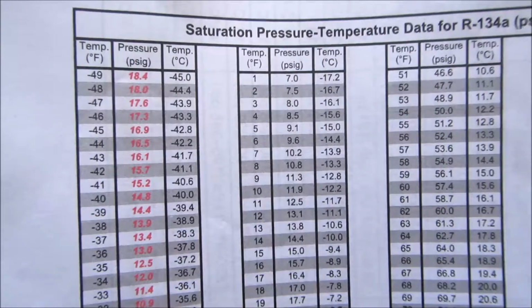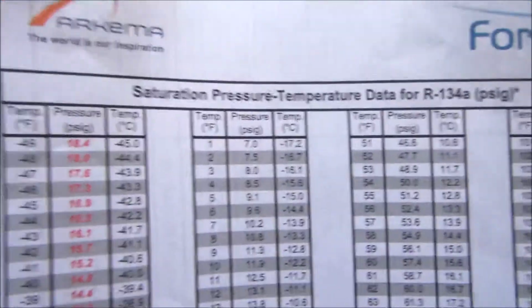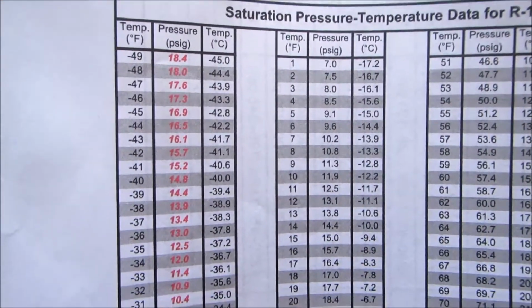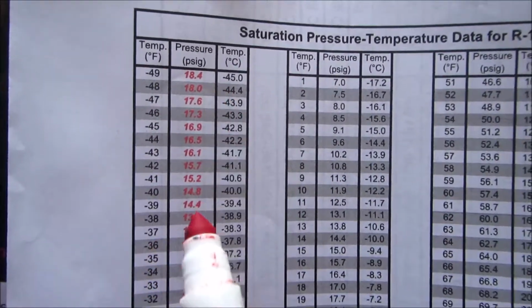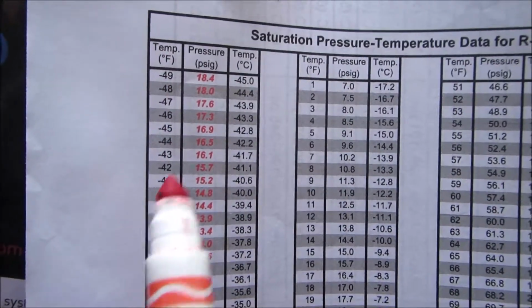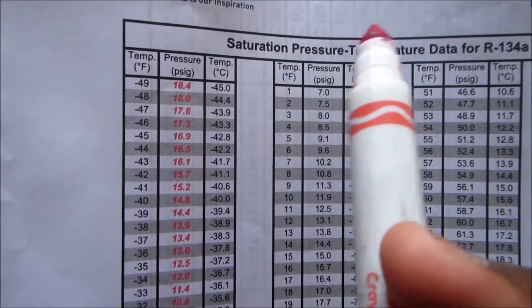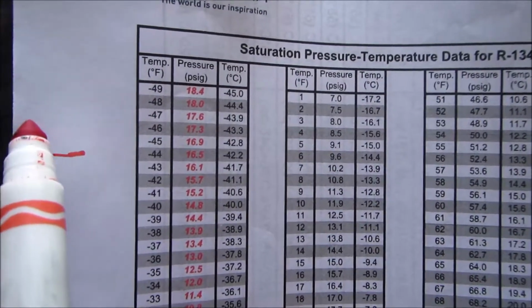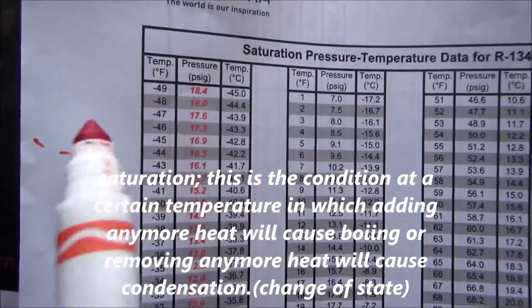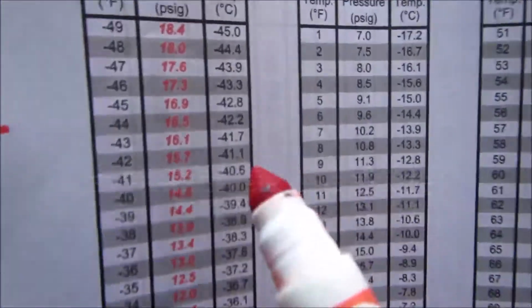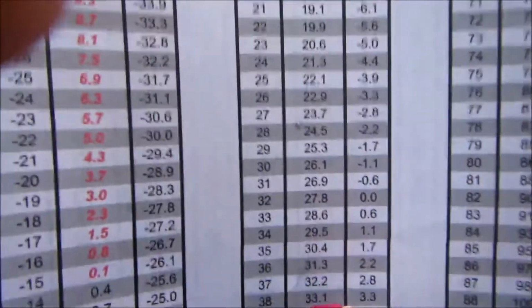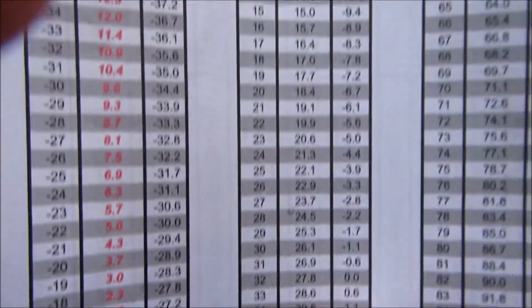So here we have a PT chart. This is a pressure temperature chart. All this does is show you at what temperature or what pressure the refrigerant will be at its boiling point. Saturation is basically the temperature at a certain pressure where it would boil. So say for instance, let me give you an example like what you'd see on a car: 30 psi, because this is the psi. See, psi is the middle one.